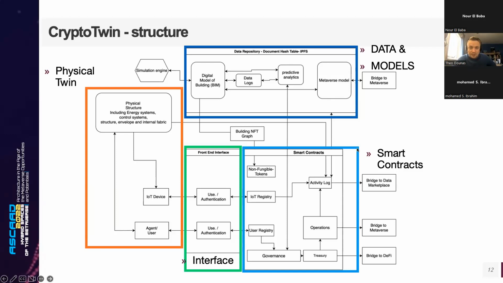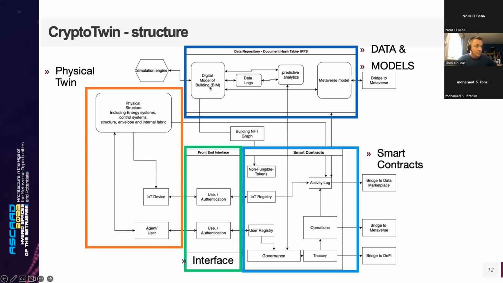The core of the CryptoTwin is the smart contracts, which you can see here. And these are carefully structured in a way where you have an IoT registry and a user registry, so you can keep track of who is related and what kind of data streams you have coming from the physical twin to the digital twin. You have a smart contract that makes decisions, so that's a governance smart contract. You have a treasury, right? So you can fund operations, and you have another smart contract that will execute those operations. All of this is obviously logged and then connected with the digital model.